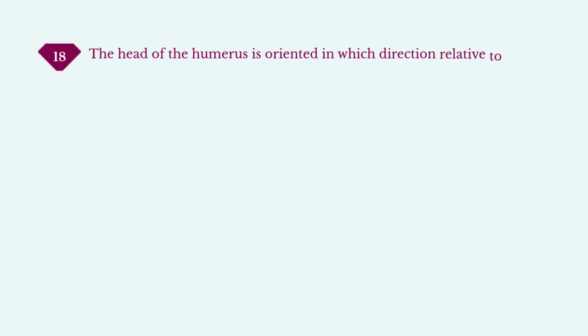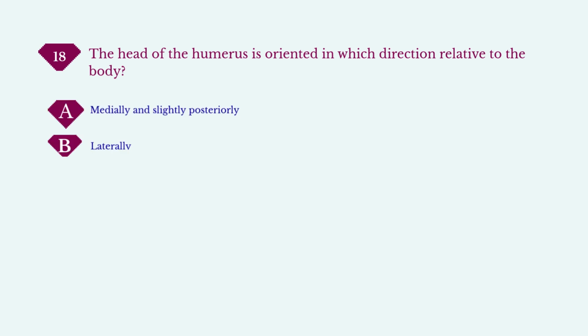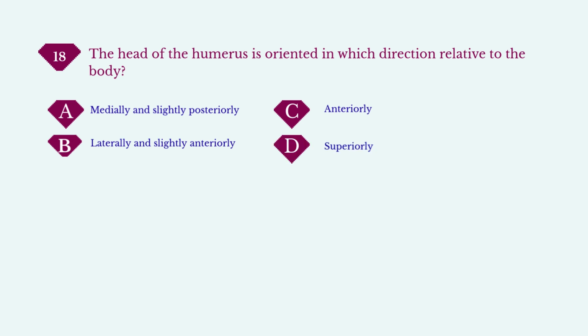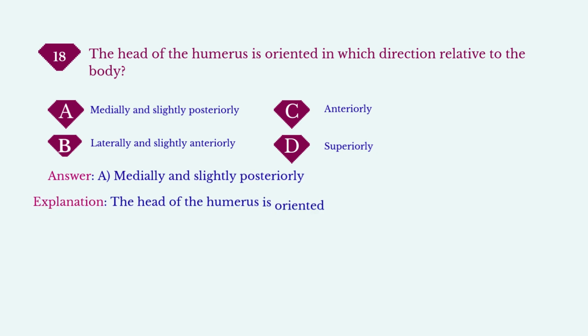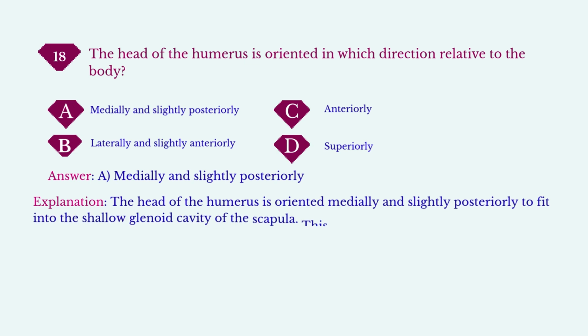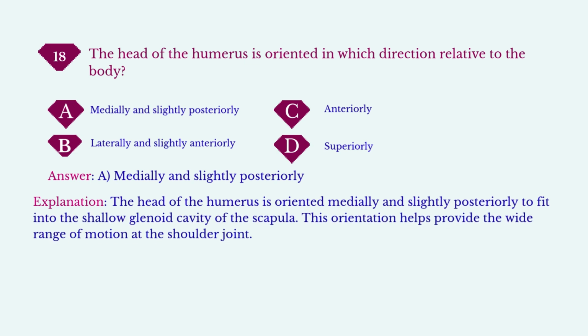The head of the humerus is oriented in which direction relative to the body? A. Medially and slightly posteriorly. B. Laterally and slightly anteriorly. C. Anteriorly. D. Superiorly. Answer: A. Medially and slightly posteriorly. Explanation: the head of the humerus is oriented medially and slightly posteriorly to fit into the shallow glenoid cavity of the scapula. This orientation helps provide the wide range of motion at the shoulder joint.